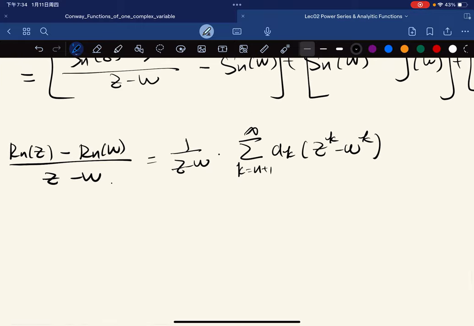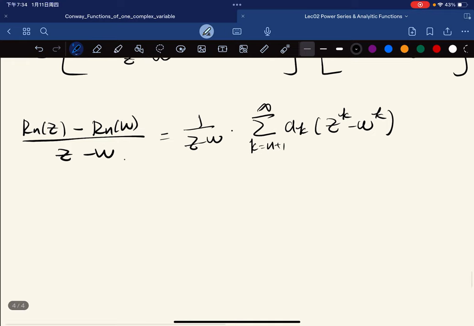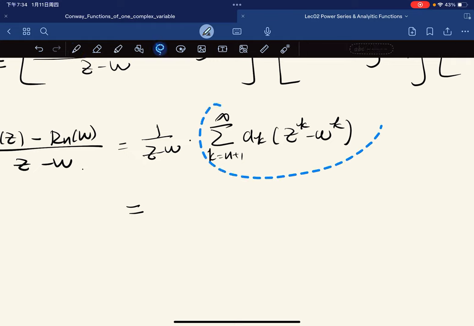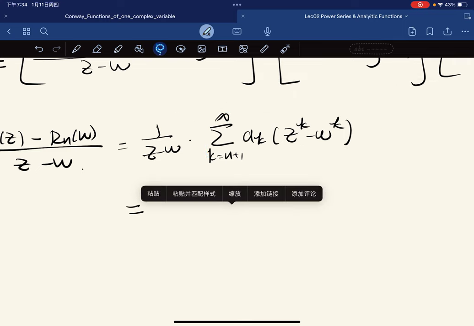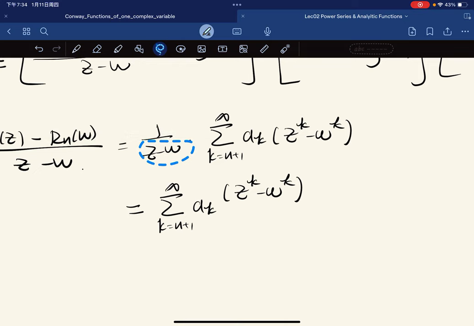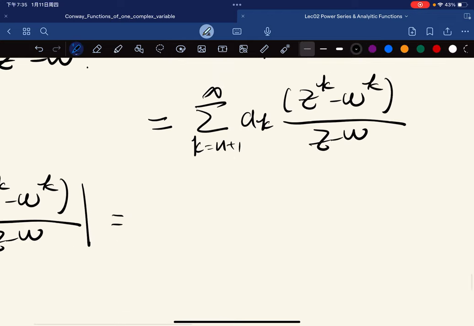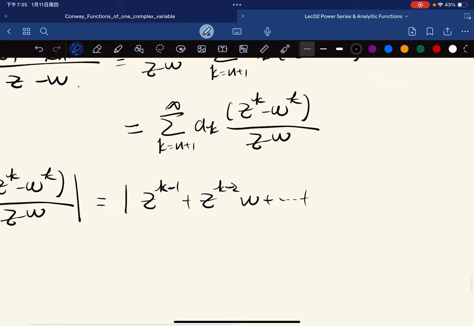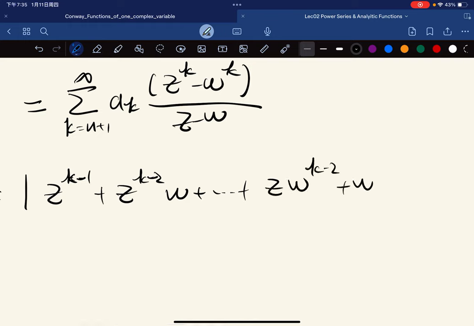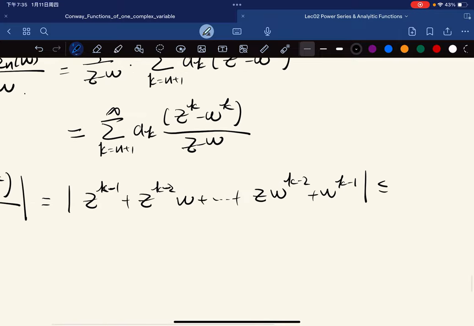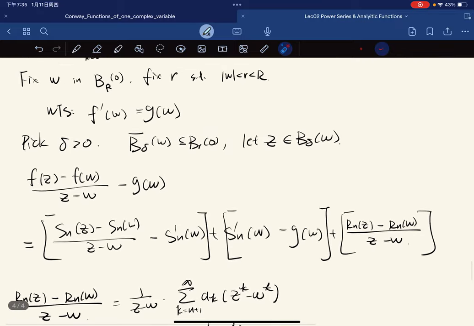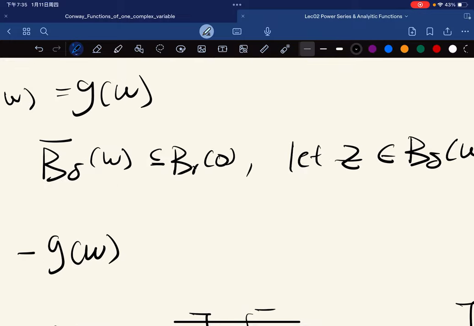Right, this is our definition, and it's basically equal to where we can pull this constant inside, right? But remember this thing, what is this thing equal to? This thing is equal to, right, plus, it's less than or equal to, we use the triangle inequality, and then we also use the fact that we're in this ball.